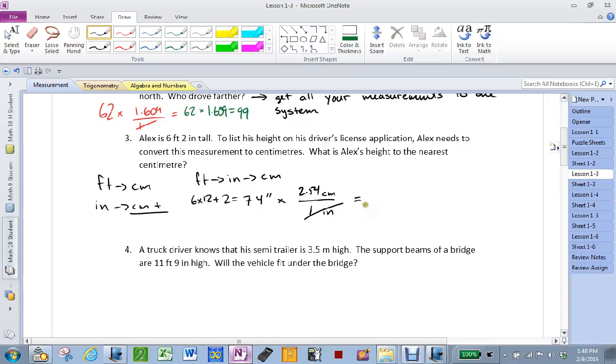I got 187.96. So what's the nearest centimeter? 188. Good job, Josh. He is taller than me.